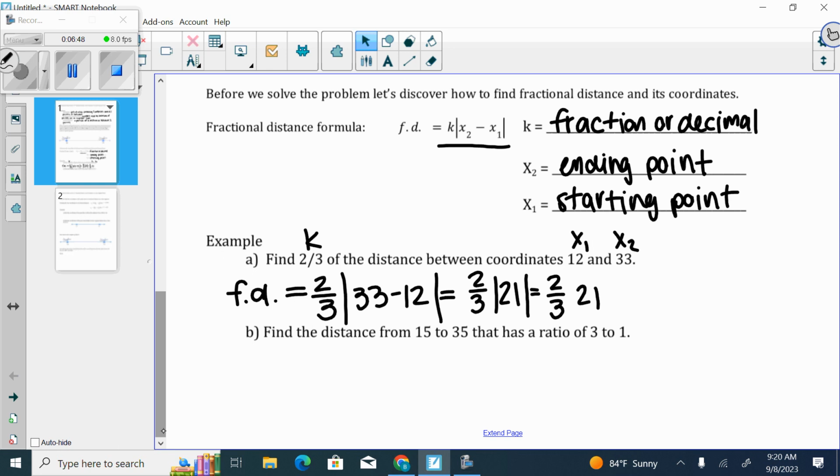When two terms are beside each other like that, what operation does that mean? Multiplication. So, yes. So 2/3 times 21 would give us 14. Nice. So if we only go 2/3 of the way from 12 to 33, we would move 14 units on our number line.